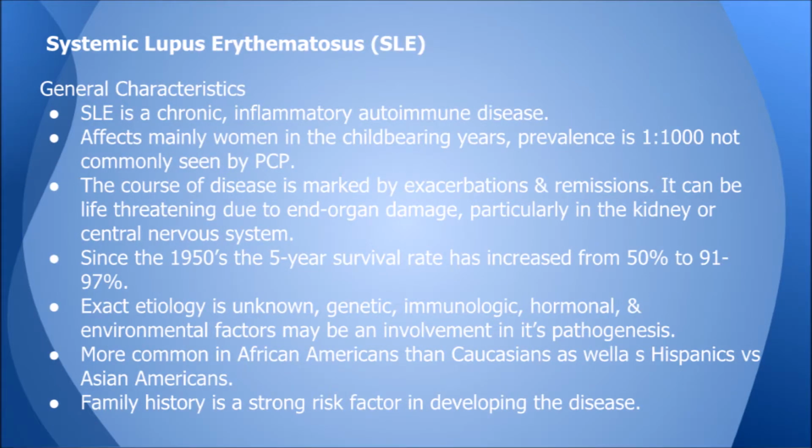Next, we're going to talk about lupus. This is another autoimmune disease that affects mainly women in their childbearing years. The disease is marked by exacerbations, remissions, flare-ups. It can be life-threatening because it affects numerous organs in your body. The kidney in particular, the liver, nervous system. Family history is a strong risk factor for developing the disease.